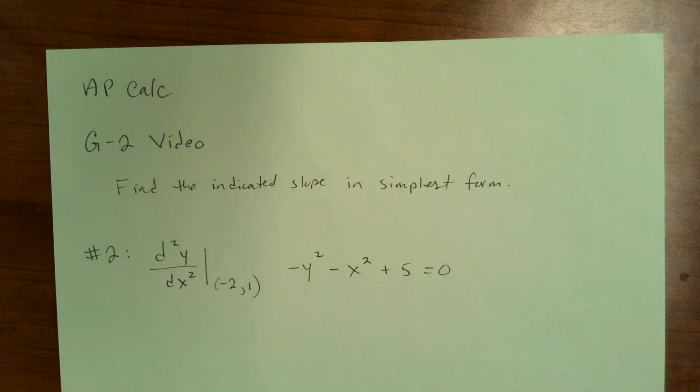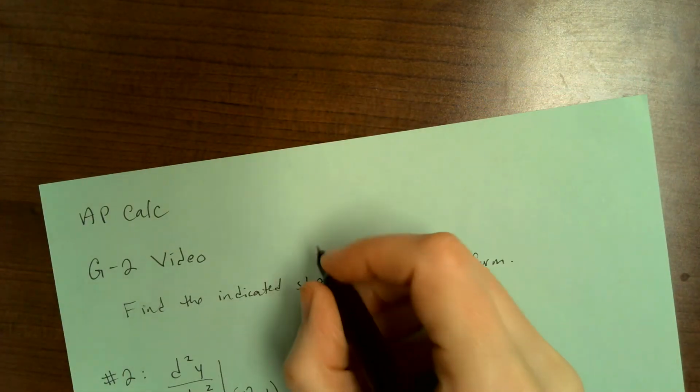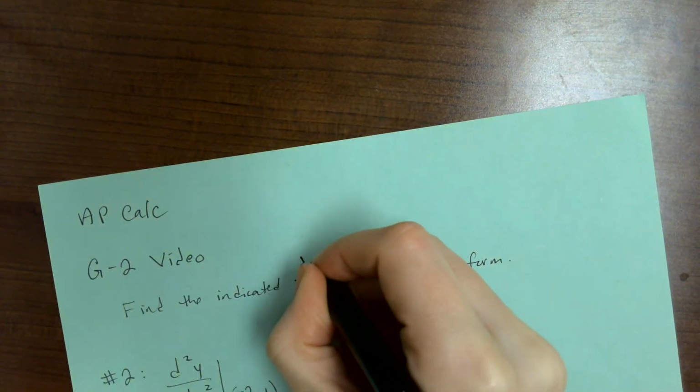Okay, guys, so here's G2, and hang in there. We're going to be doing applications of this stuff soon. So we are going to find the second derivative at a point. I say here find the indicated slope. Let me change it to derivative.